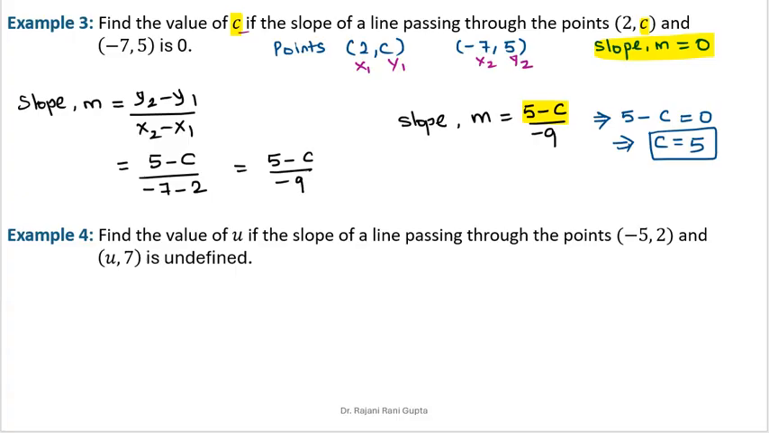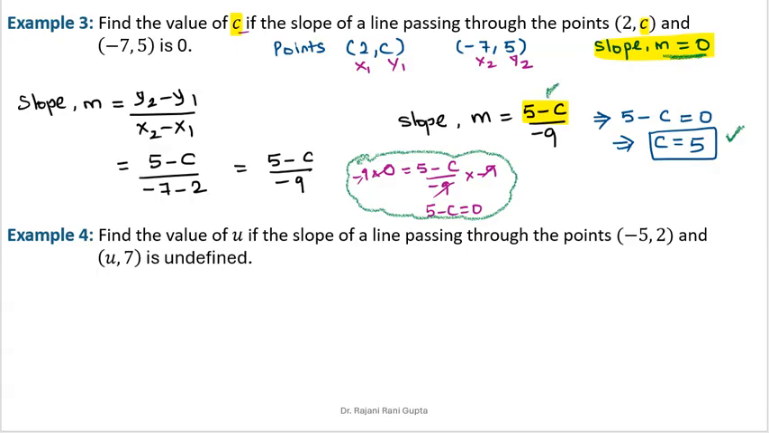Okay. Otherwise, suppose you get confused over here, what you can do is you can write the m value as 0, equal to 5 minus c over minus 9 and solve it in the same way as we did before. So you multiply both sides by minus 9 and then cancelling, giving you 5 minus c equals 0. Okay. But I recommend don't use this way. Better to remember this process. If the slope is 0, it means the numerator should be 0. The reason I'm saying this is you will understand with the second question.